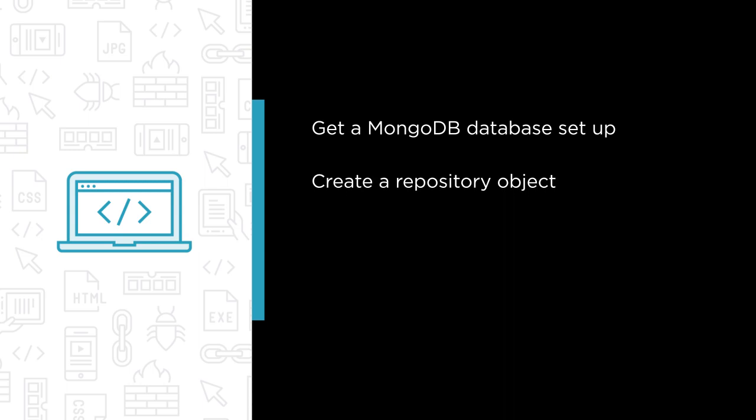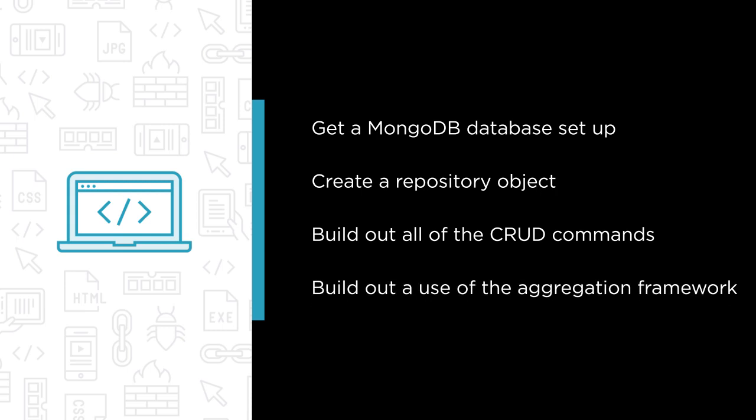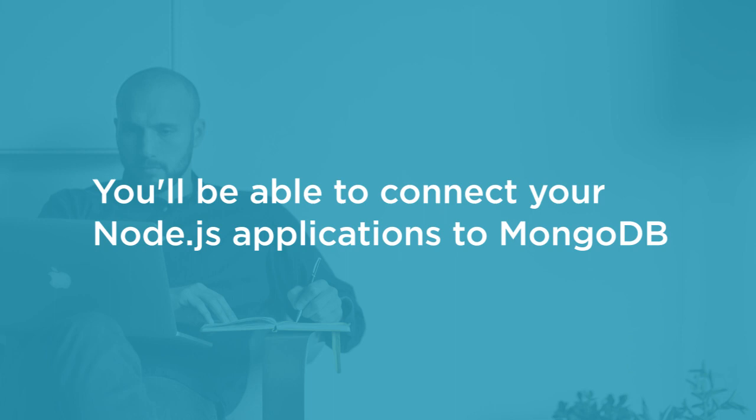So in this course, we're going to get a MongoDB database set up and loaded with data. We'll create a repository object that we'll use to work with Mongo. We'll build out all of the CRUD commands in the repo: get, add, update, remove. And finally, we'll build out a use of the aggregation framework.